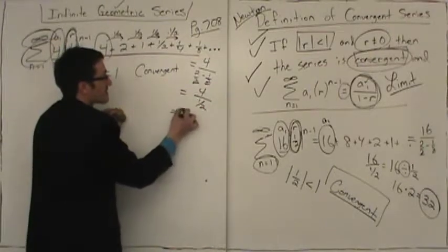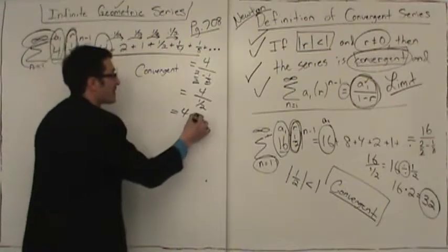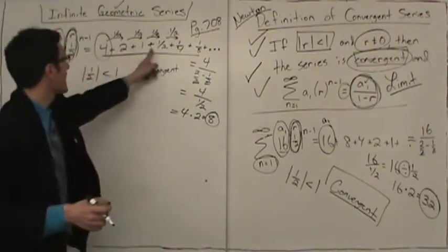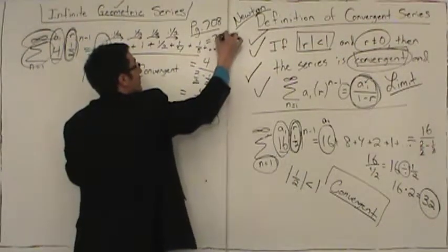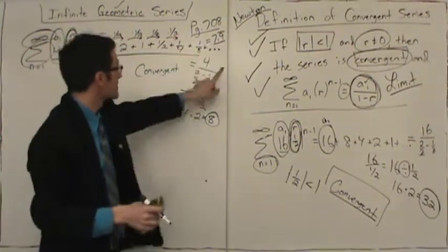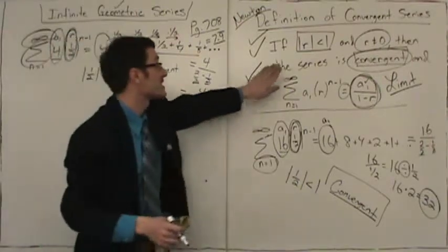4 divided by half is the same as 4 multiplied by what? Flip it. Flip the 1/2, we get 2. 4 times 2 is 8. If we add forever, what is this thing going to equal? This thing is going to equal 7.9 repeating forever. And 7.9 repeating forever is the same as what? 8. Why? Because of this definition.